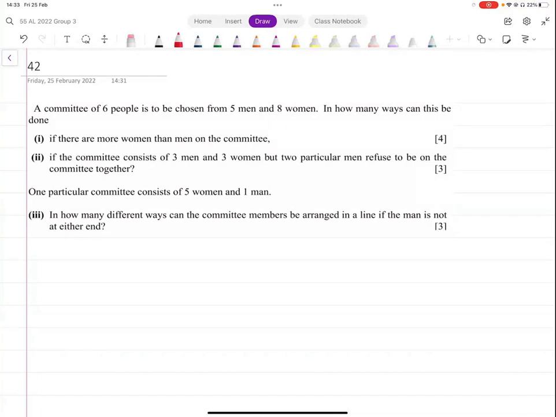In combinations, you often have to think about the cases. What cases can you make? So in this case, since we want more women than men on the committee, we can think of it like this. How many men and women can we have that follow this criteria? The total number has to be six. What's the total number of men? We've got five men in total, and we've got eight women in total.